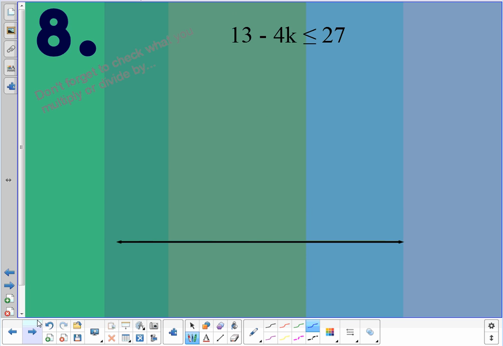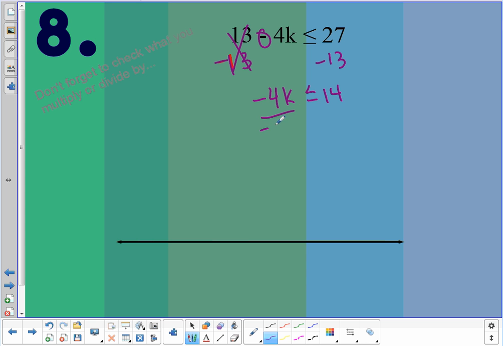Okay, let's take a look at the next one. 13 minus 4k is less than or equal to 27. So I need to get rid of that constant. So this constant of 13 needs to be subtracted. Oh, that's hard to see. Sorry. I'll go back to purple. It's a little bit better. So subtract your 13. That's going to go away. The negative is still there. Be very careful with that. So negative 4k is less than or equal to 27 minus 13, which is 14.